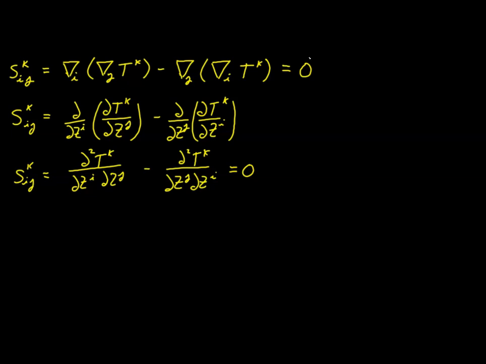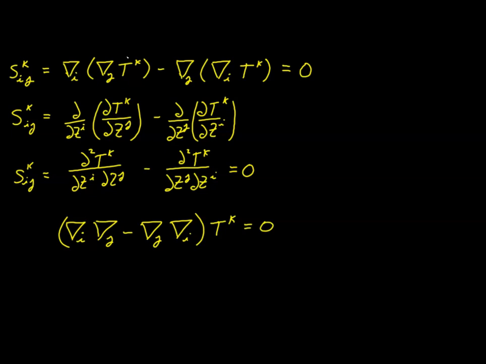Now it's often represented this way as an operator. We would write it down as the covariant derivative of i, then the covariant derivative of j, minus the covariant derivative of j, then the covariant derivative of i, treating this as an operator and applying it to a tensor out here. And we'd say that that's equal to 0.